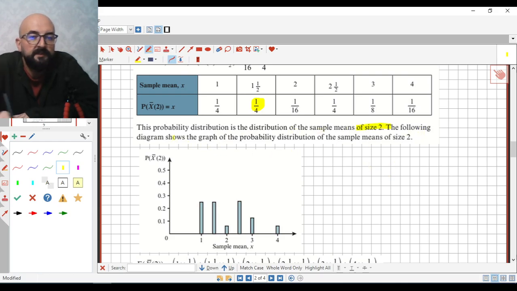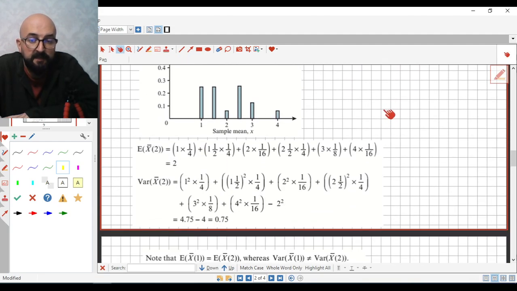This probability distribution is the distribution of the sample means of size 2. The following diagram shows the graph of the probability distribution of the sample means of size 2. The probability of 1 is 0.25 and the probability of 1.5 is 0.25 like this.